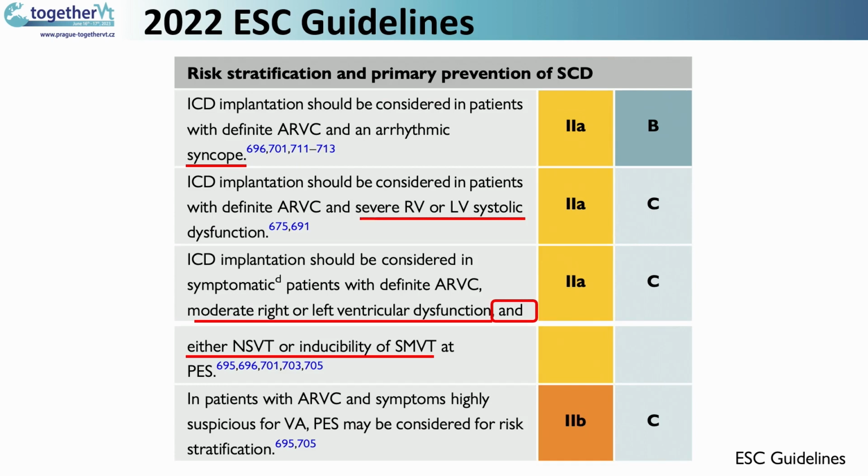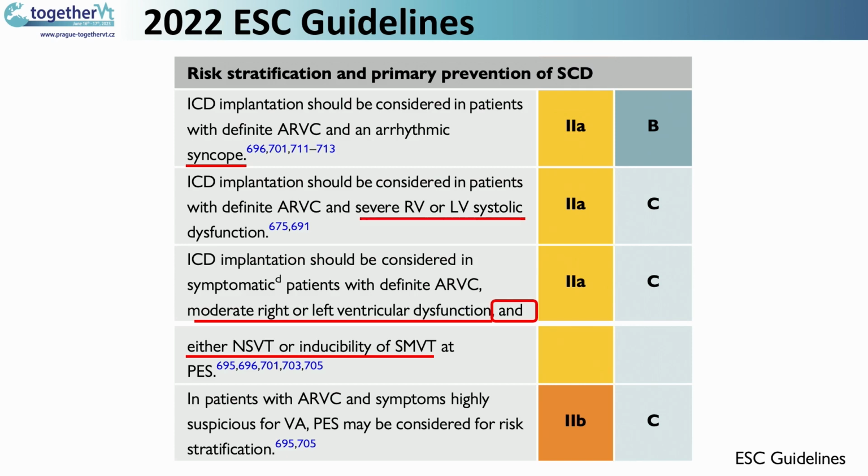Okay, sorry. In the recent ESC guidelines, they only took into account 4 risk factors: the presence of syncope, the presence of right ventricular or left ventricular dysfunction, or the presence of non-sustained VT, and also the inducibility of monomorphic ventricular tachycardia at the EP study.